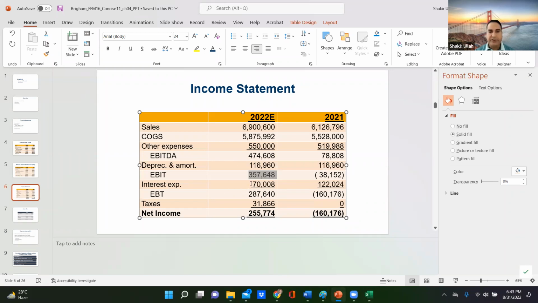Now, then we remove the interest expense, which is $70,008 in this case. This is now a financing expense. This is not an operating expense. And when we remove that, we get EBT. You see the I is also removed now, EBT, earnings before taxes. Now what is left? Taxes are still left. These have to be removed. So then we calculate our taxes, which is in this case $31,866. We remove that from EBT and we get the net income. So that net income is the bottom line, and this is the earnings for the owners.